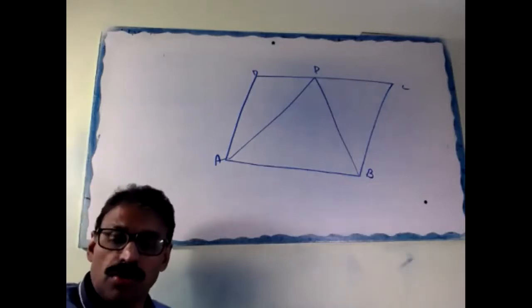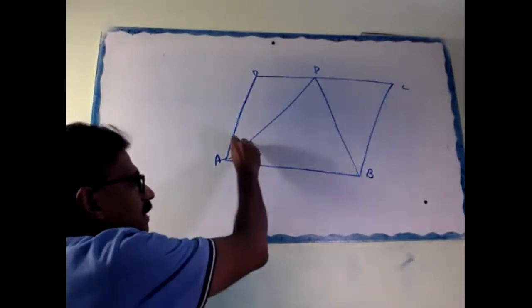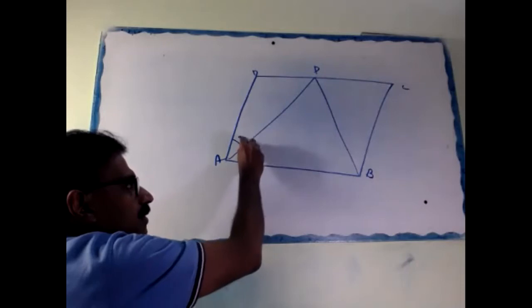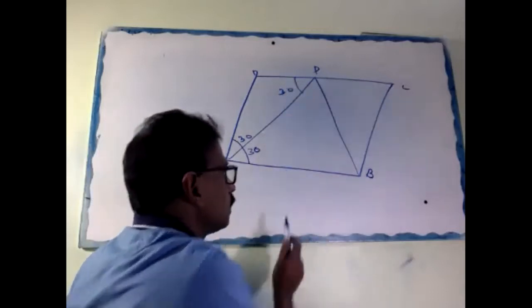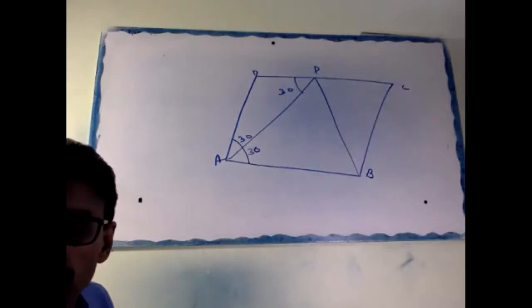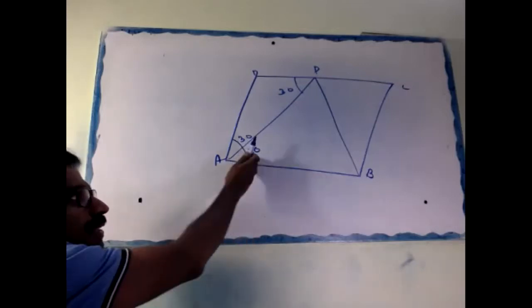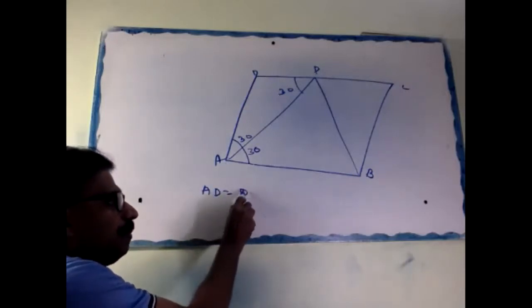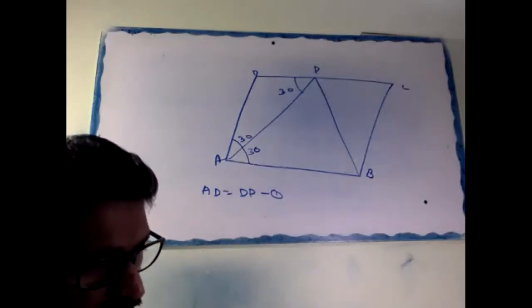Okay. Look at here now. Akshaya, listen here. This angle is 60, but AP is the bisector, so 30 here. This also 30, alternate angles. Angle DAB is 60, but AP the bisector, so 30, 30. Hence, AD equal to DP, number 1. Why? Sides opposite to equal angles are equal.